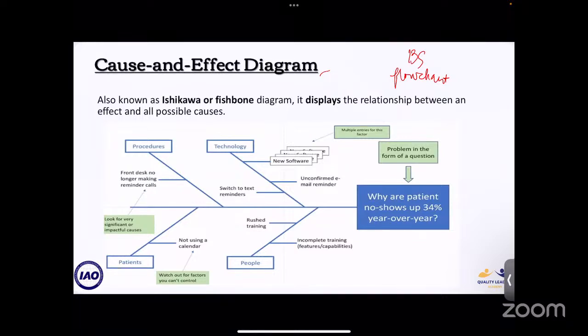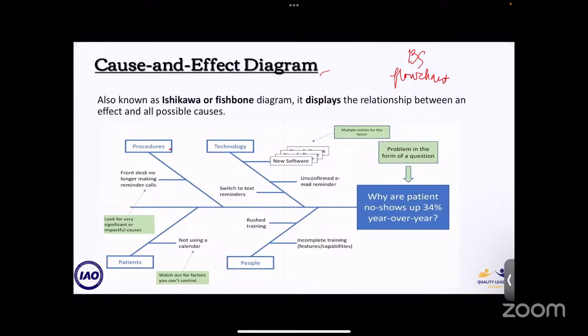There is also categorization involved. Categorization of these problems. For example, we usually categorize them using the 6 M's or the 3 M's. So the 3 M's could be, for example, machines, manpower, and materials. Or depending on the case, we could add even the environment. We could even add procedures, technology, people, patients, meaning we list here the categories that form the fishbone structure.